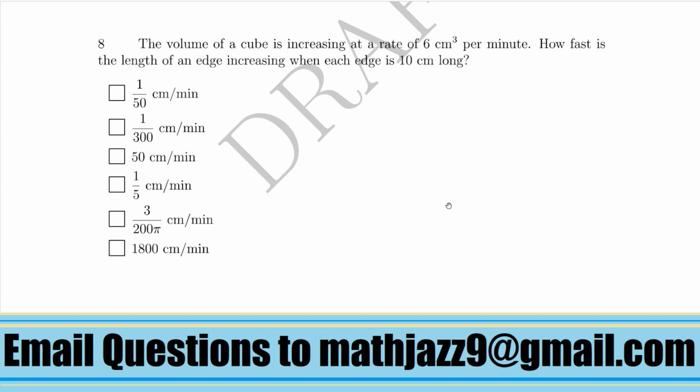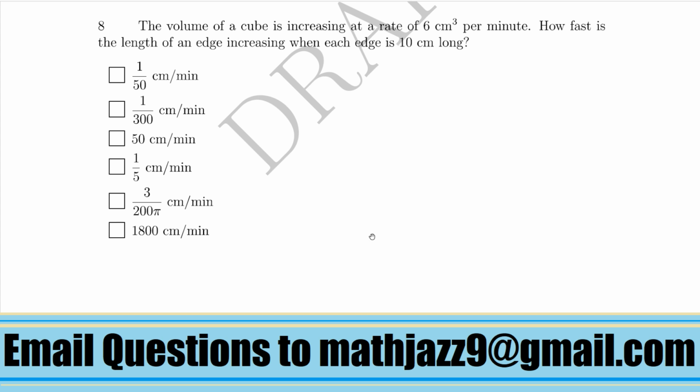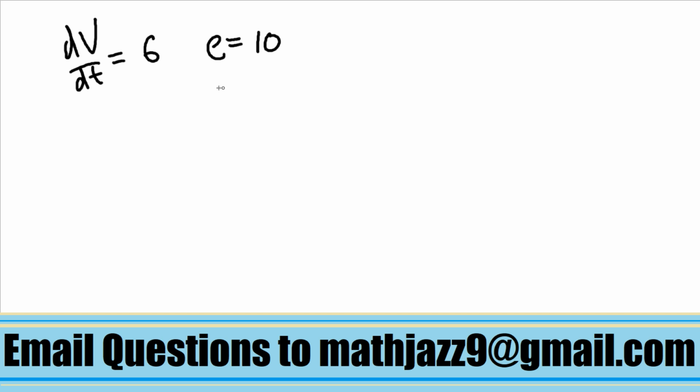Okay, so here's our next problem. We have a cube whose volume is increasing at 6 centimeters cubed per minute. So we have here dV/dt equals 6. We have how fast is the length of an edge increasing when each edge is going to be 10 centimeters long.